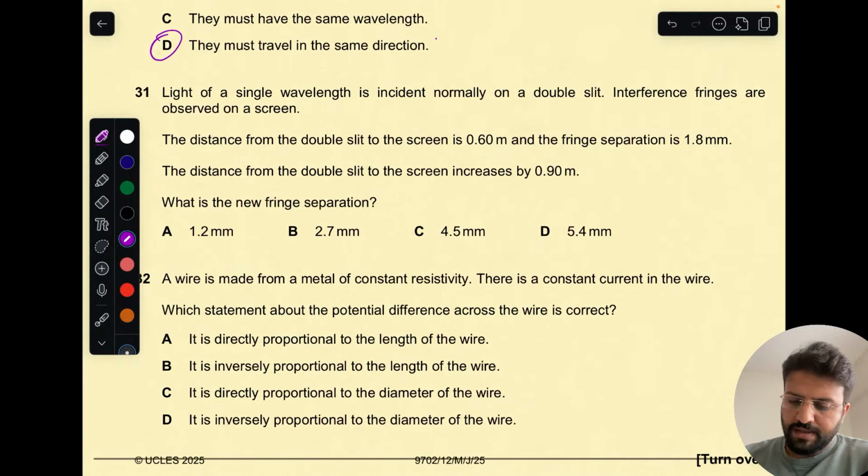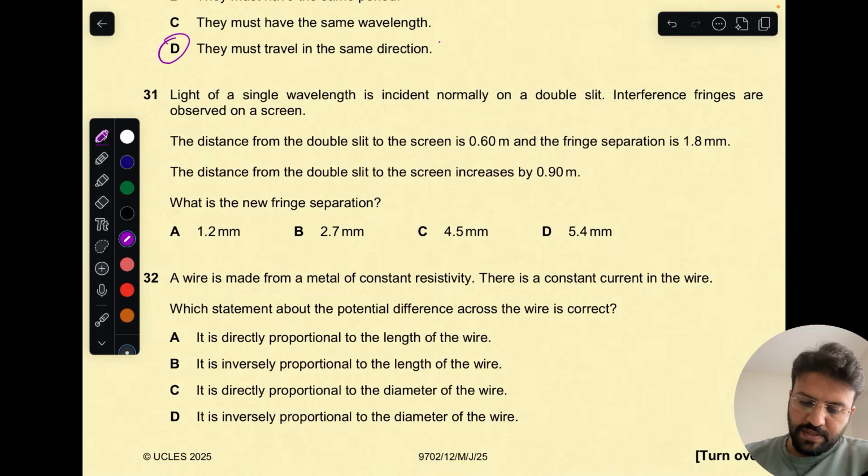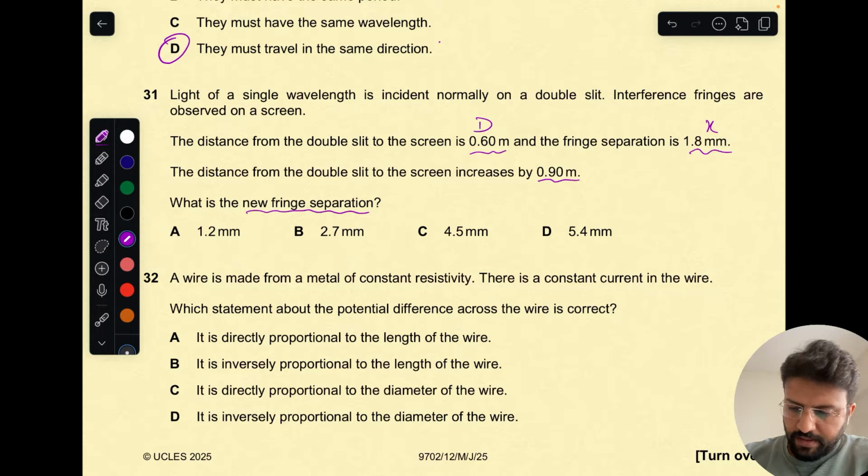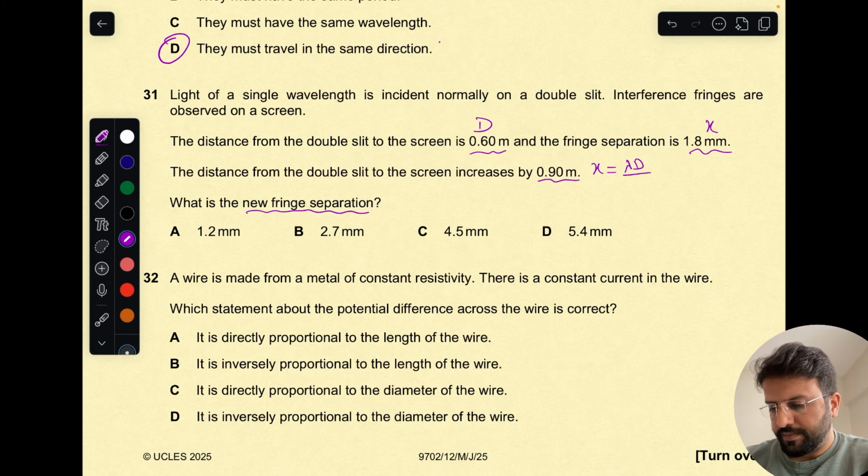Light of a single wavelength is incident normally on a double slit. Interference fringes are observed. The distance from the double slit to the screen is 0.6, that is capital D, and the fringe separation is 1.8, that is x. The distance from the double slit to the screen is then changed to 0.9. You have to find the new fringe separation. It's the double slit experiment. The basic relation we have is x equals lambda D divided by a.